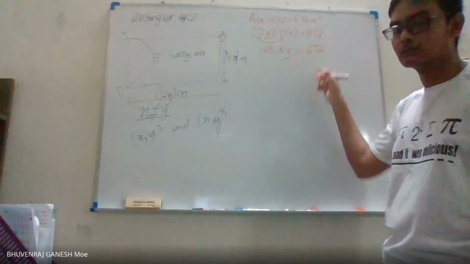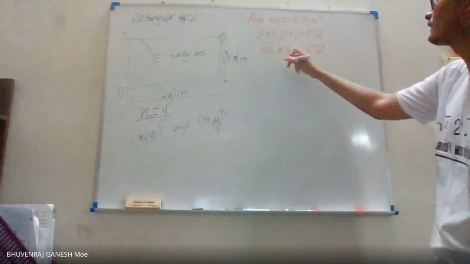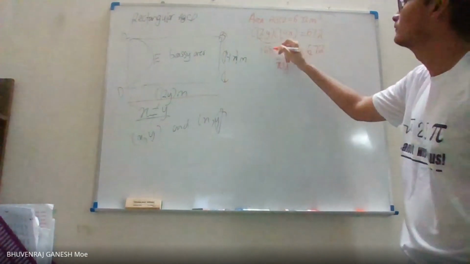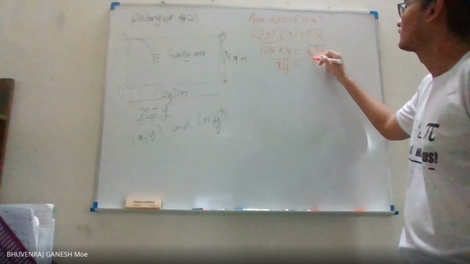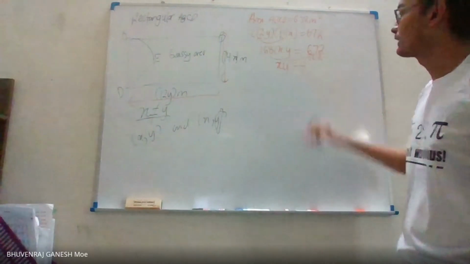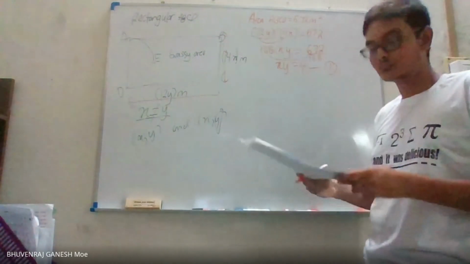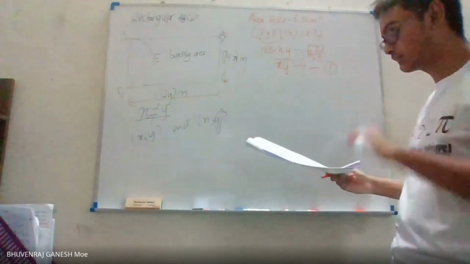168xy equals 672. So from there, you can bring the 168 over there, right? Because it's times here, you can divide by 168 over here. So you'll get xy is 4. So that is the first equation. That's how you form it. And then, of course, you need your second equation.